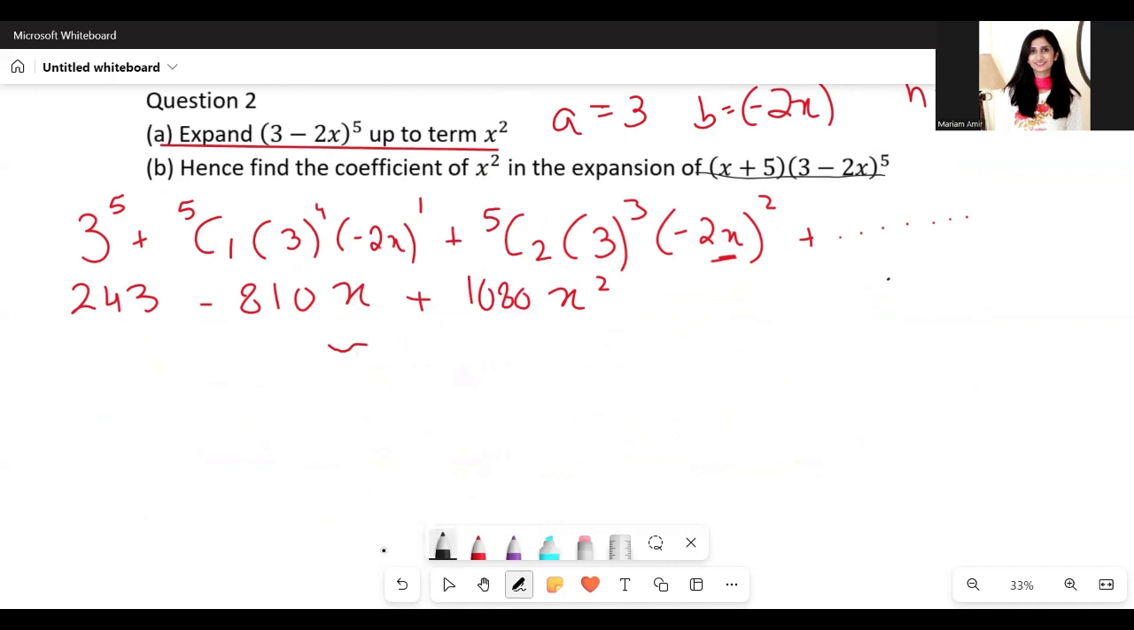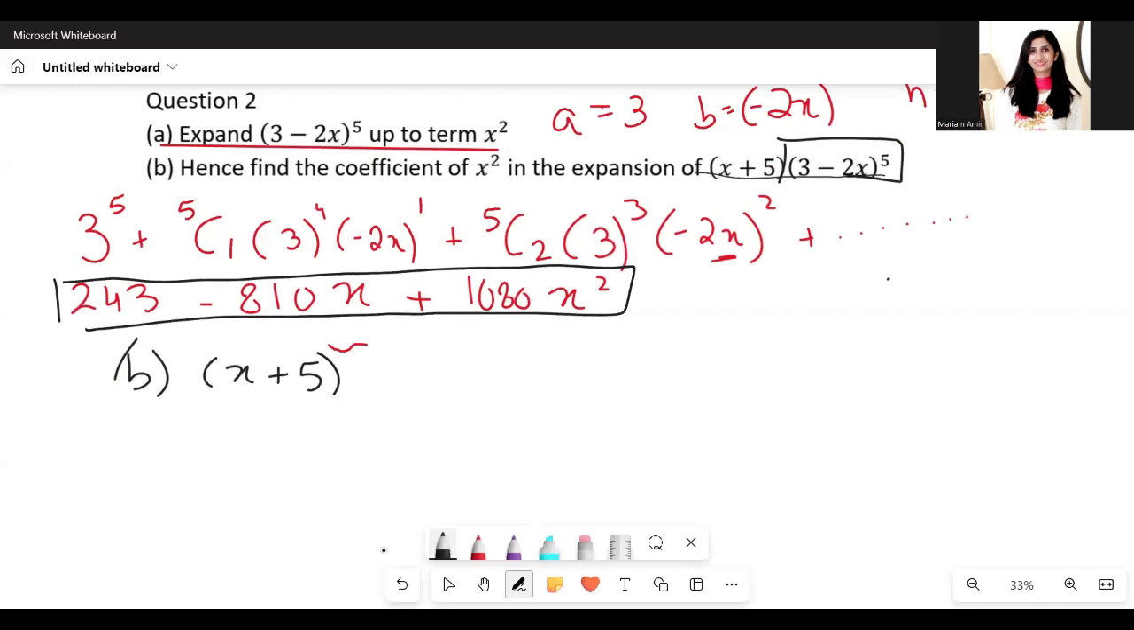Okay, part B. So we write x plus 5, and in place of (3 minus 2x) power 5, I'm going to use the hence and write this instead. So it's 243 minus 810x plus 1080x squared. There are more terms as well, but we did not need them, so I'm writing just dot dot dot and closing the brackets. Okay. Now we need to find x squared after opening both these two brackets.